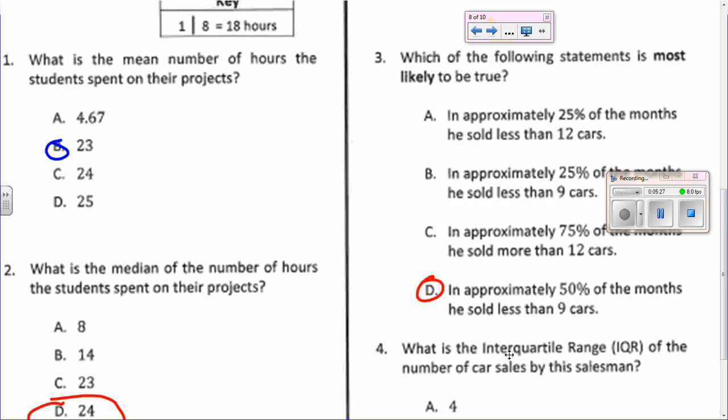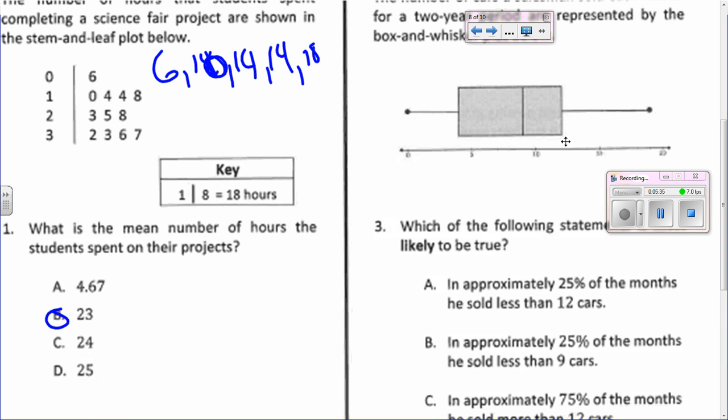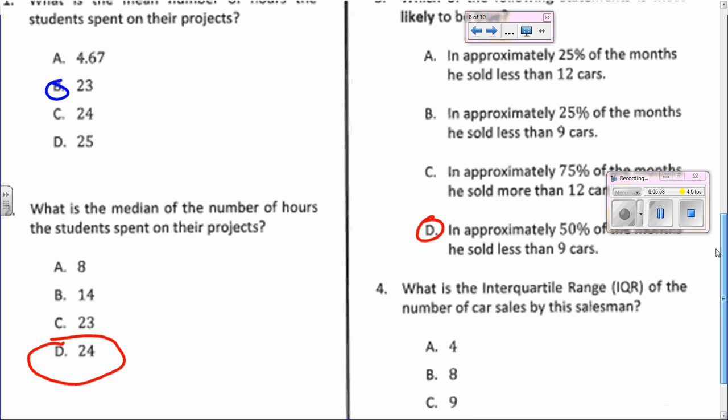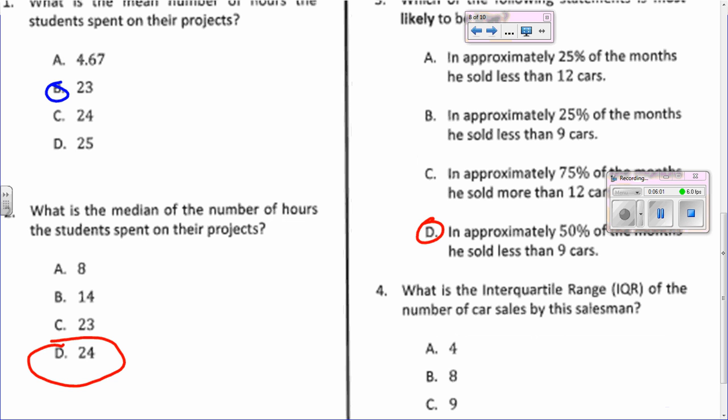What is the interquartile range of the number of cars by this salesman? So for the interquartile range we take the high number from the box, which would be 12. And your low number would be 4. That's supposed to be right here. You just subtract them, 12 minus 4. And that will give you your interquartile range, which will be B, 8.